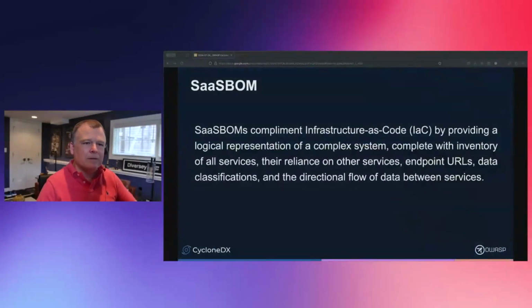So we have this concept of being able to represent services. And if you had a CycloneDX document that only had services, well, we refer to that as a SaaSBOM. SaaSBOMs essentially complement infrastructure as code by providing logical representations of complex systems, complete with the inventory of all the services, their reliance on other services, all the endpoint URLs and data classifications, as well as a directional flow of data between the services and the components.